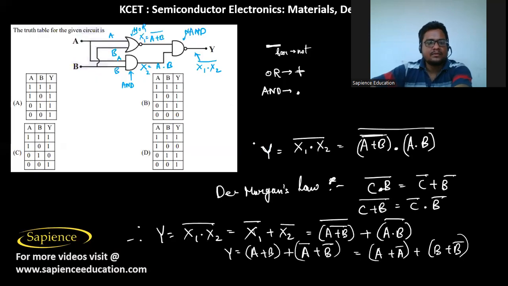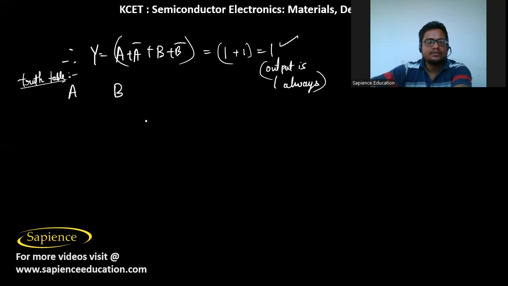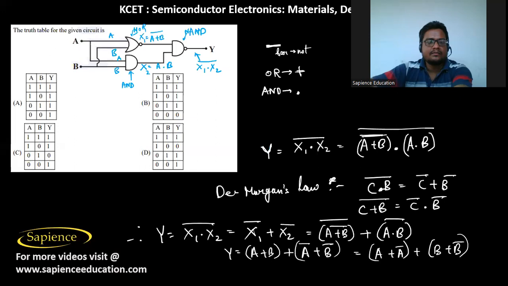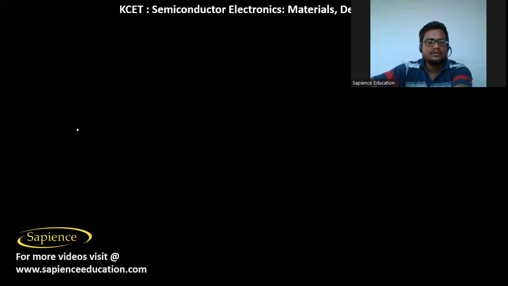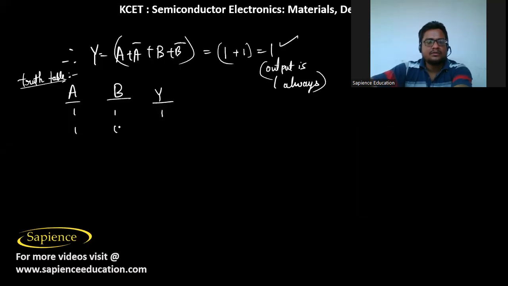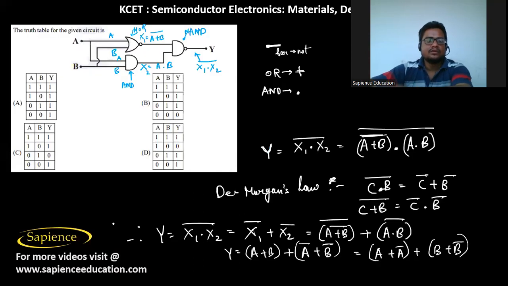Therefore, the output is always 1. So if it is 1 or 1, then Y will be 1. If it is 1 or 0, then also it will be 1. If 0 and 1, then also it will be 1. If 0 and 0, that will also be 1. So the output is always 1. So option A is the correct answer.